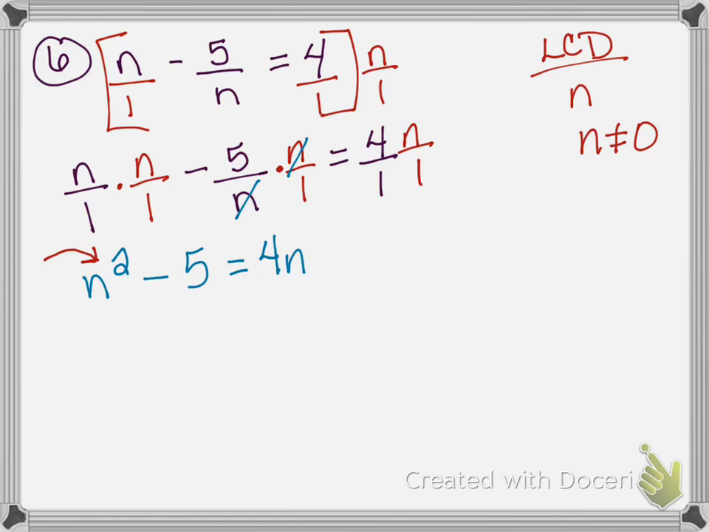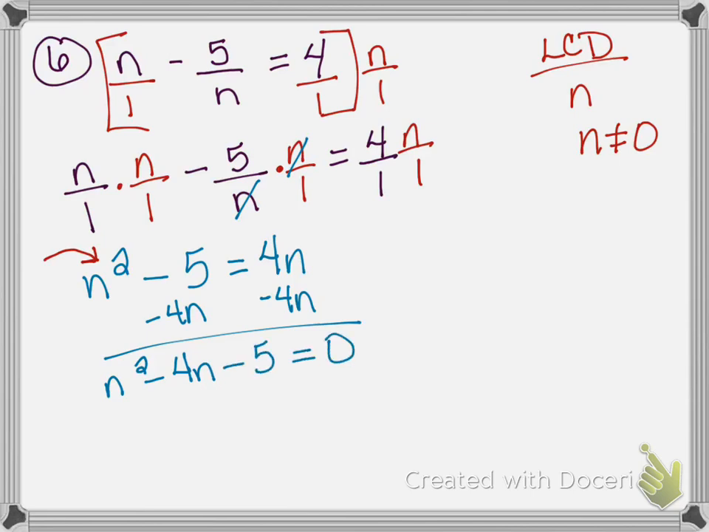That is how I know that that is a quadratic, and that is how I know I have to be careful and not try to solve it as a linear function because it's a quadratic. So what I'm going to do is subtract this 4n from both sides, and I am going to end up with a trinomial. I'm going to have n squared minus 4n minus 5 equals 0.